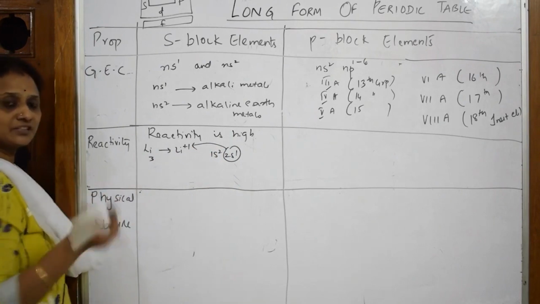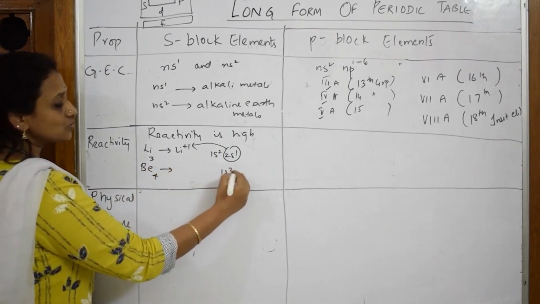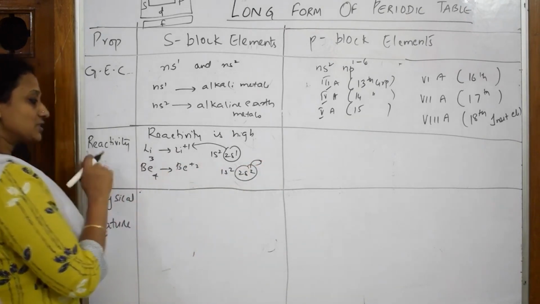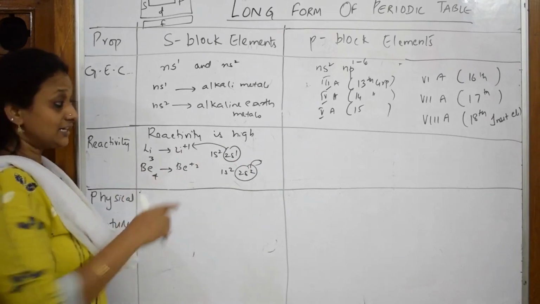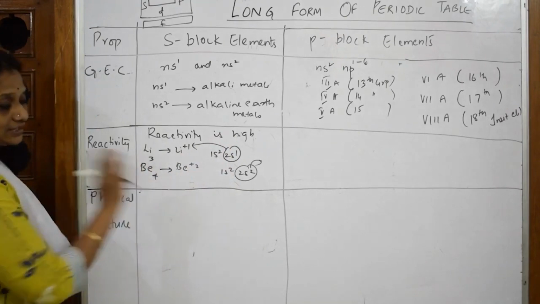After lithium, the next one, beryllium. Beryllium, atomic number 4. How can I write? 1s2, 2s2. How many can it give? 2 electrons. That's why beryllium plus 2. So what am I trying to tell you? Reactivity is high. They will form univalent as well as bivalent ions. You can write it here.